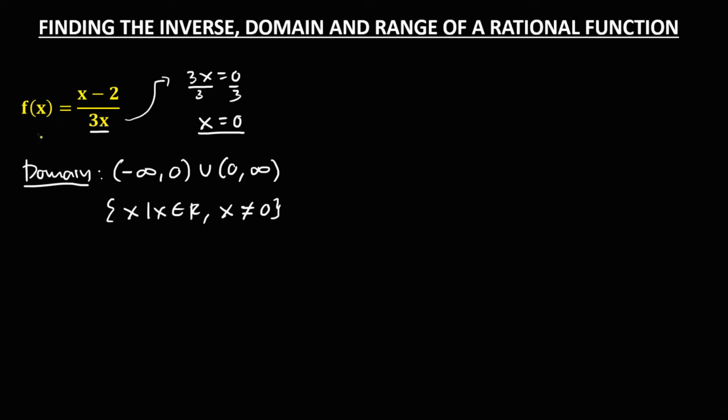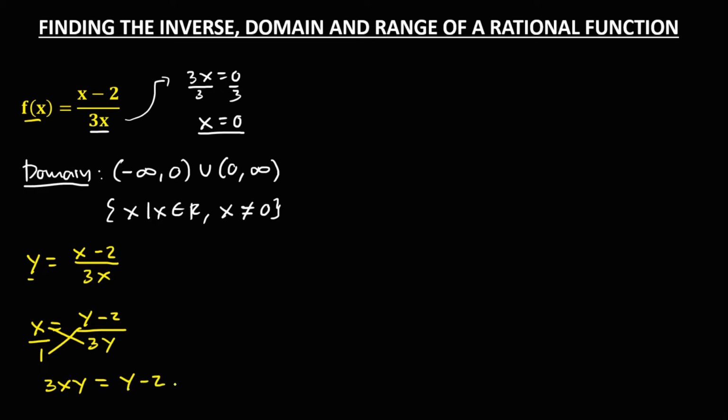Then to find the range, change this f of x to y, then equals (x minus 2) over 3x. Then interchange x and y, so this y becomes x, and this x becomes y, (y minus 2) over 3y. Then to solve for y, do cross multiplication. So x times 3y, that's 3xy, then equals 1 times (y minus 2), that's y minus 2.